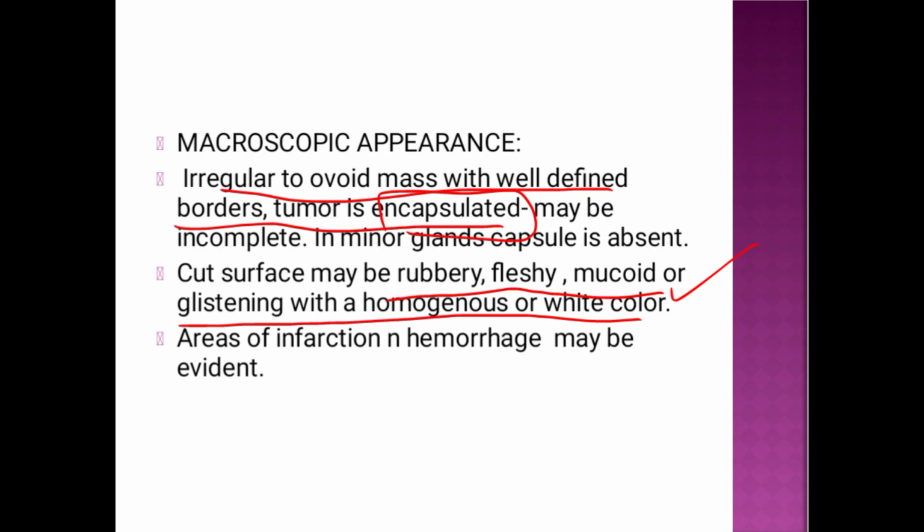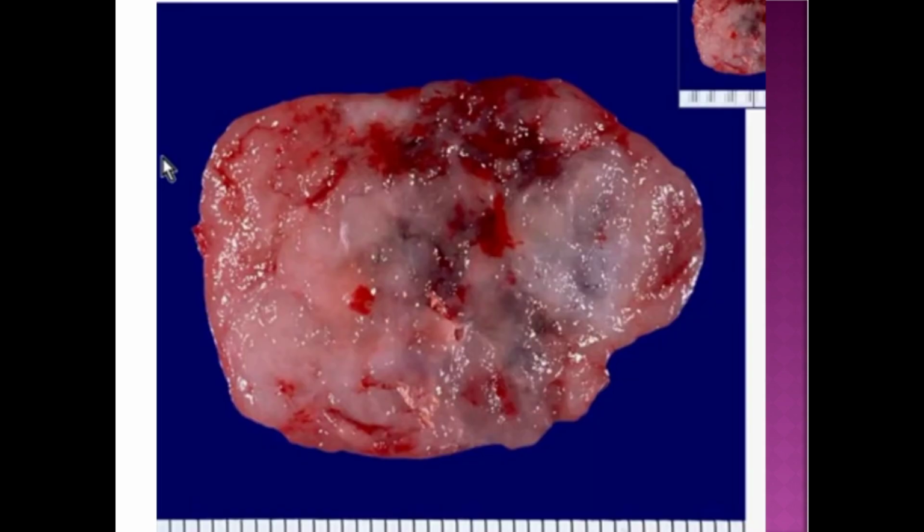Areas of infarction and hemorrhage may be evident. There will be either ischemia, no blood, or there will be hemorrhages, on that area. You can see here.